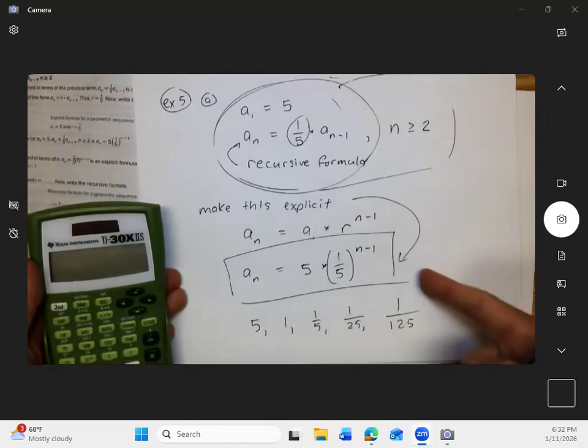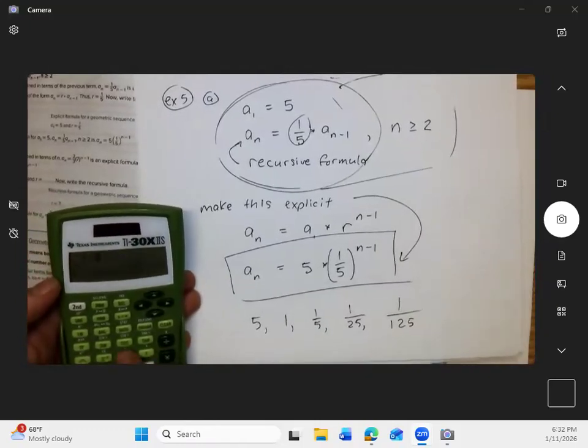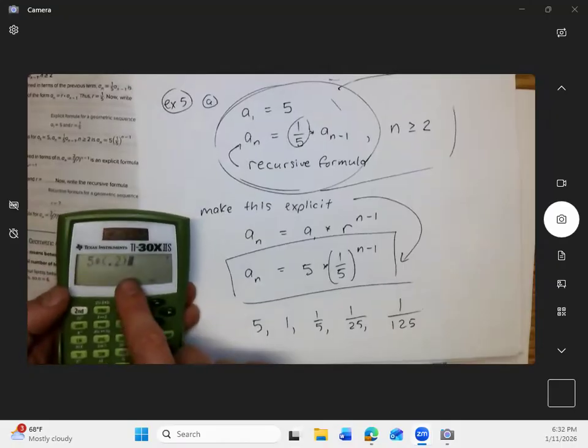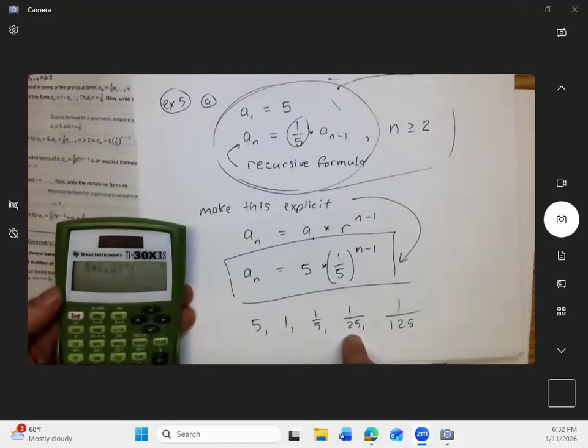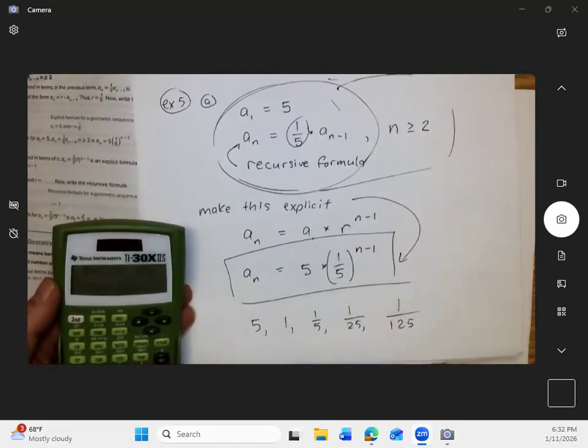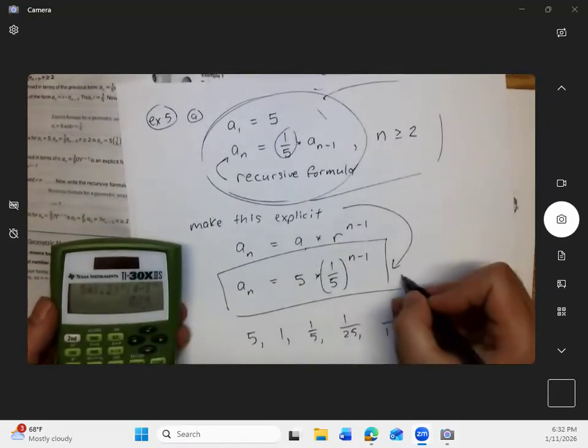Is my explicit formula consistent with that? Let's see. So 5 times 1/5, which is 0.2, it's the same thing, raised to the power of, let's see, 1, 2, 3, 4. My fourth term should be 1/125. If I plug in 4 minus 1, let's see if I get the right value. Yeah, it is. So check.